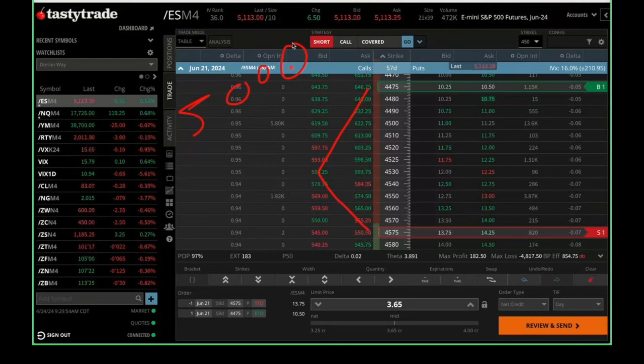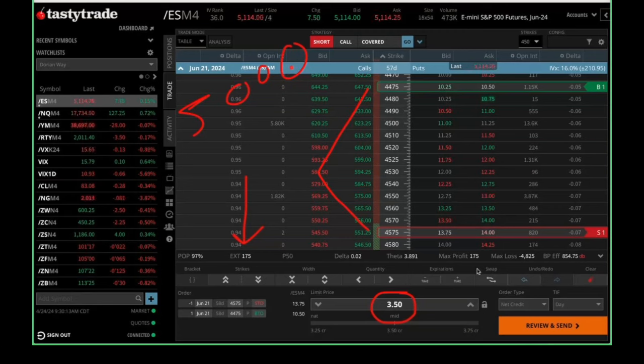Still the same underlying, still all the same things, except one is smaller. It's half the size. So in this example, this is not going to be 365 that we're receiving. It's actually half of that, so it's going to be 183. And the most we can make is that 183.